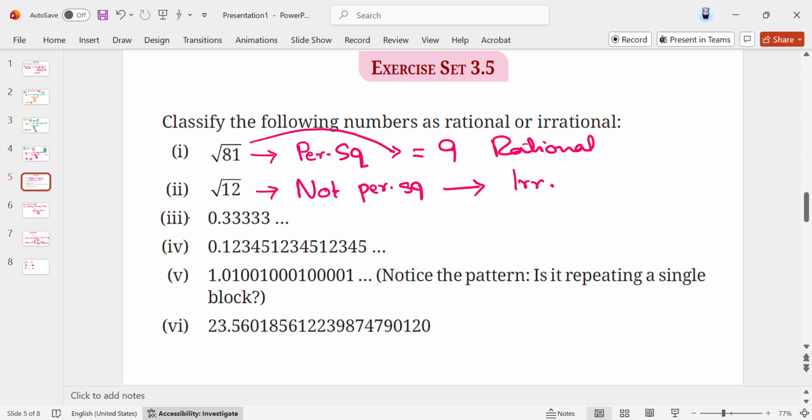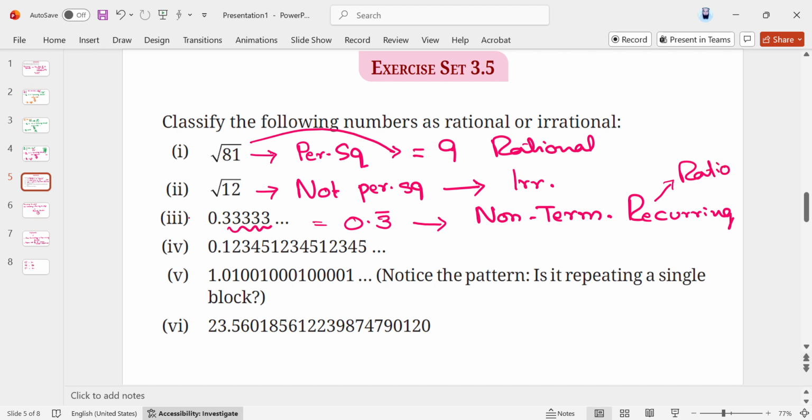Now, 0.33333 and so on. This can be represented as 0.3 bar. A pattern is repeating. What is repeating here? One decimal, 3, is repeating. Therefore it is non-terminating, but since a pattern is repeating over here, it is a recurring decimal. Non-terminating recurring is what? A rational number. So this is a rational number.